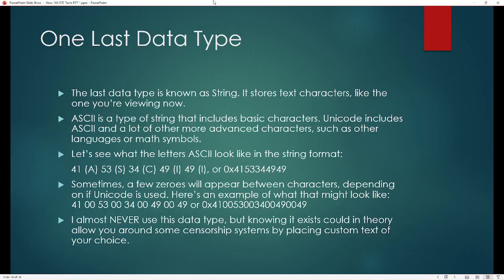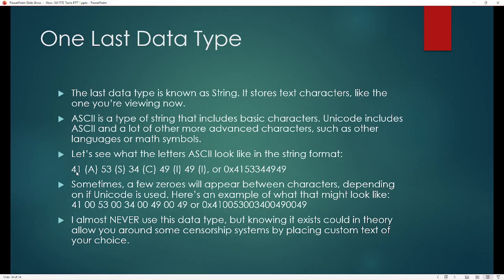Oh yeah, this exists. The last data type that exists is known as string. It stores text characters, kind of like the ones you're viewing now. ASCII is a type of string that includes basic characters, or American Standard Code for Information Interchange. Unicode includes the standard ASCII characters and a lot more advanced characters, such as other languages or even math symbols. So let's see what the letters ASCII look like in the data type known as string.